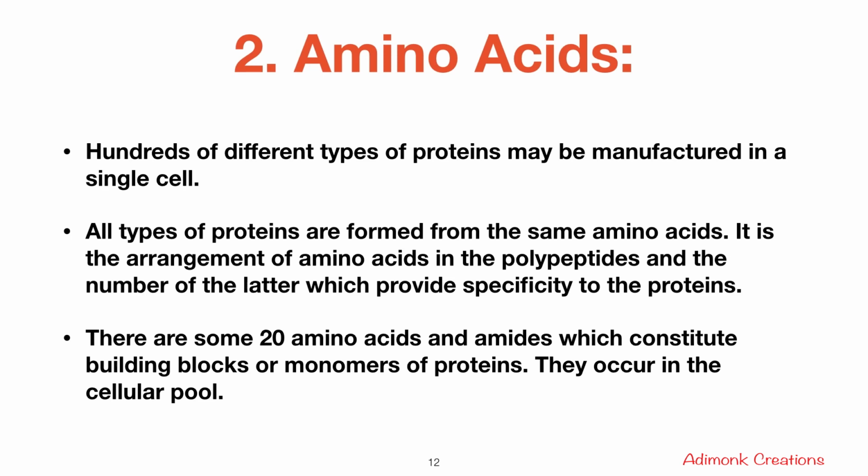So it is therefore the arrangement of the amino acids in the polypeptides, and the number of the latter, that is of the same amino acids, which provide the specificity to the different proteins. So there are some 20 amino acids and amides which constitute building blocks or monomers of proteins, and they occur in the cytoplasmic cellular pool.